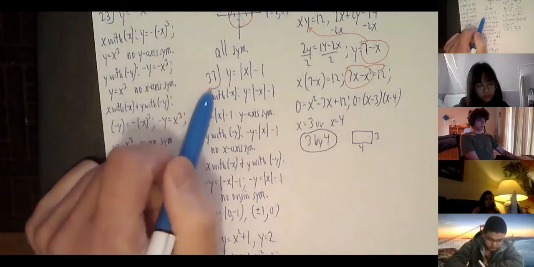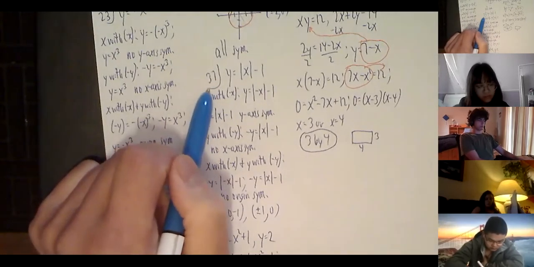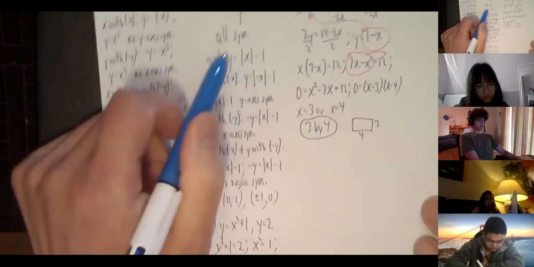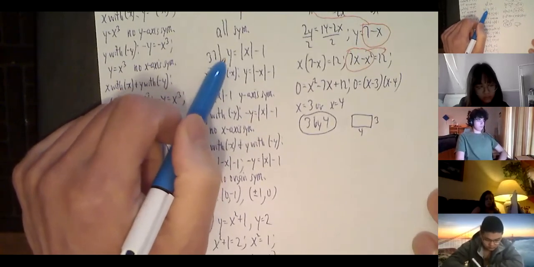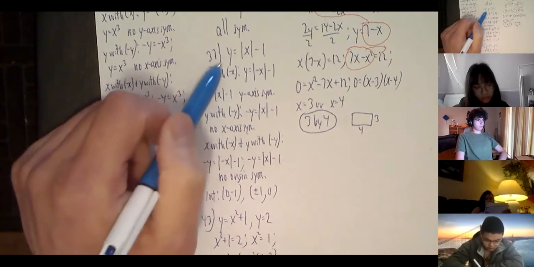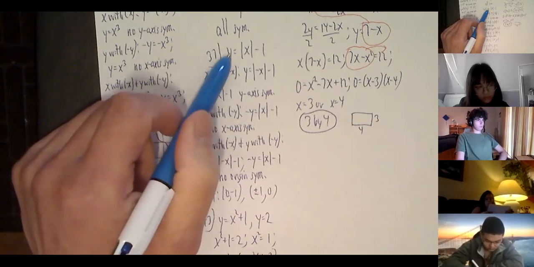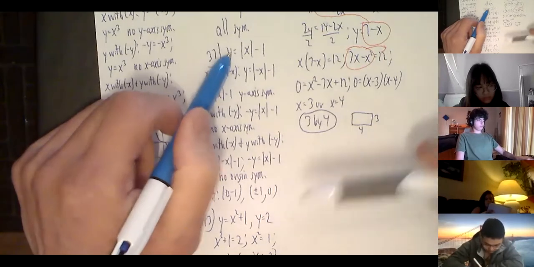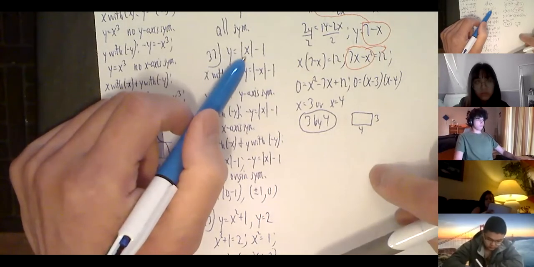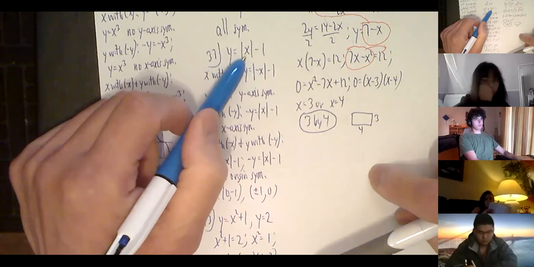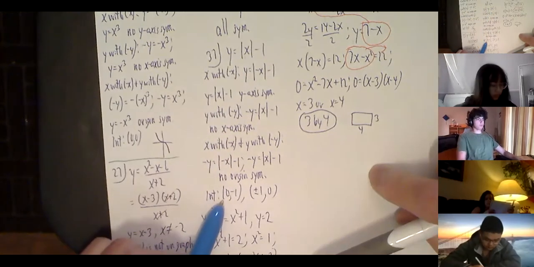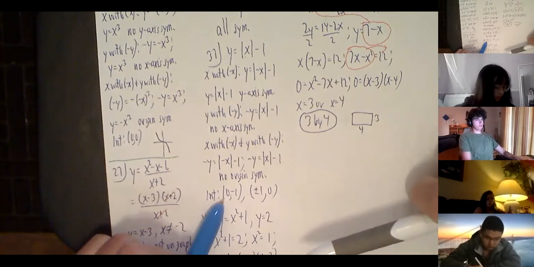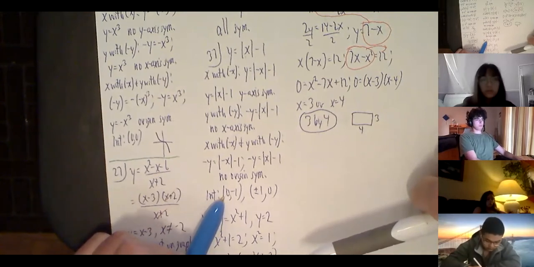Okay, I'll show you 37. Y equals absolute value of x minus 1. Let me do the intercepts quickly. What happens when you plug in 0? Absolute value of 0 is 0. 0 minus 1 is negative 1. So for intercepts, I have it way down here, sorry, but it's 0, negative 1.